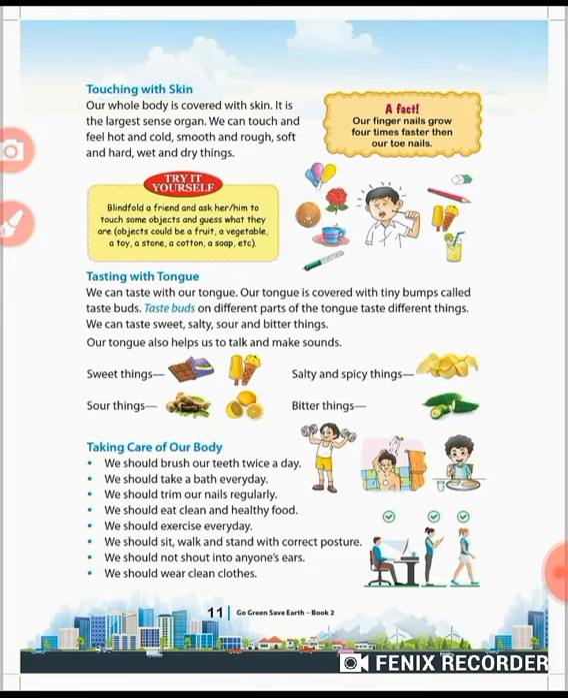Our tongue helps us to talk and make sounds. See, it is given in picture. We can taste different things with the help of our tongue. Sweet things like chocolate and ice creams. Salty and spicy things like chips, wafer. Sour things, lemon. Bitter things like bitter gourd. It is given in picture.